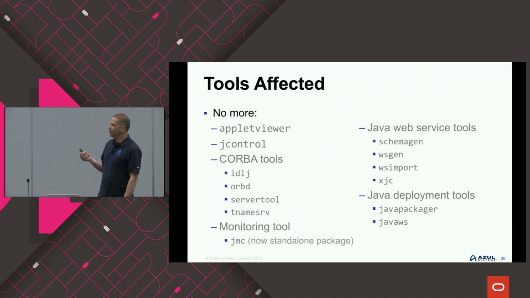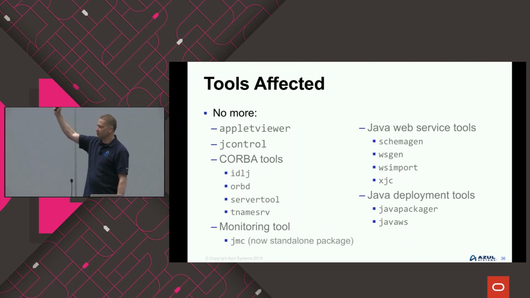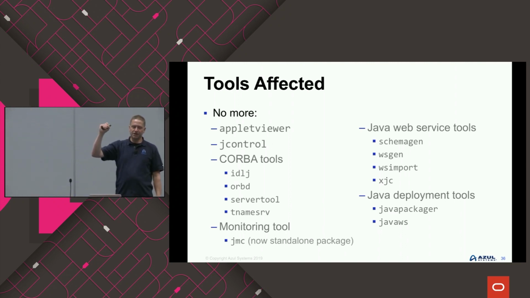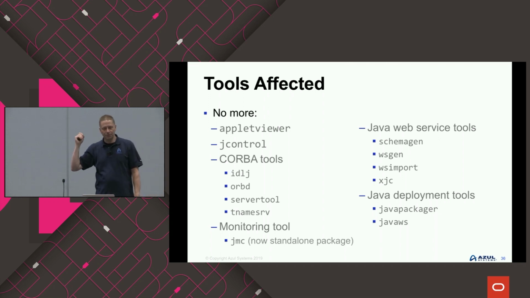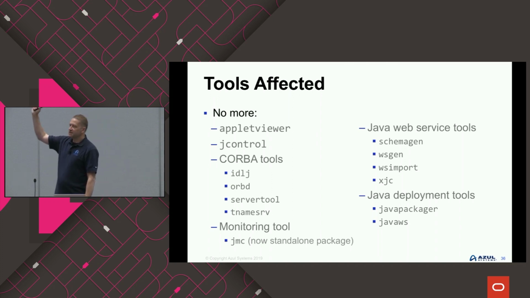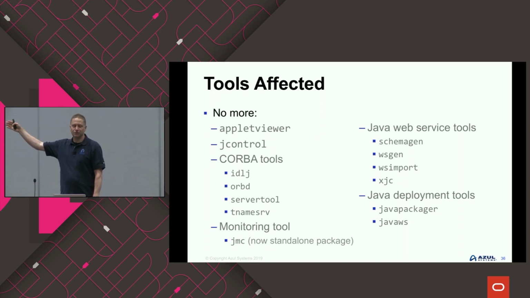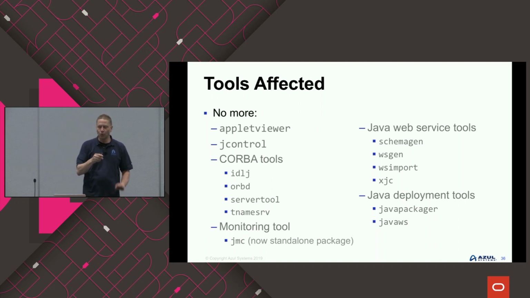Lots more tools have been removed from JDK 11 as a result of some of these features being removed. So the applet viewer went, JControl, all the Corba stuff disappeared, so the IDLJ, OrbD, and so on. Monitoring tools, things like Java Mission Control, that's now a standalone package because they moved that out of the Oracle JDK. Things related to Java Web Services, so JAX-WS, SchemaGen, WSGen, and so on, and also the Java deployment tools were removed, Java Packager and Java WS. So all of those things have gone from JDK 11.